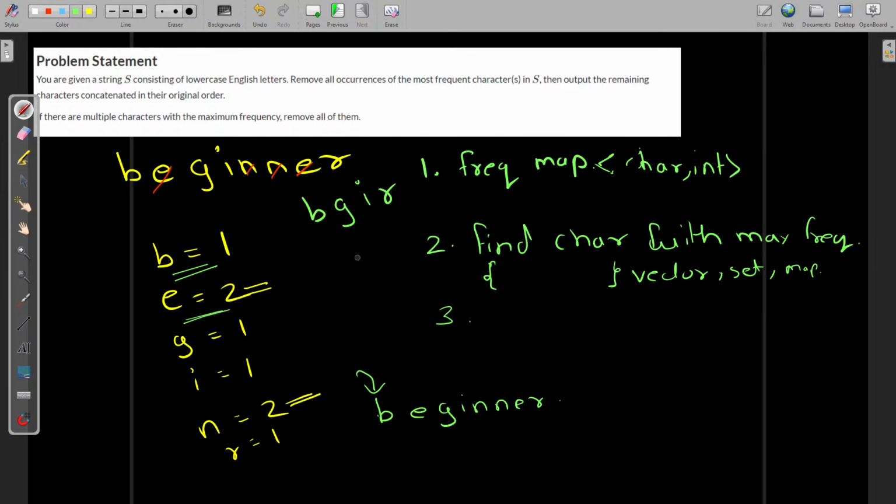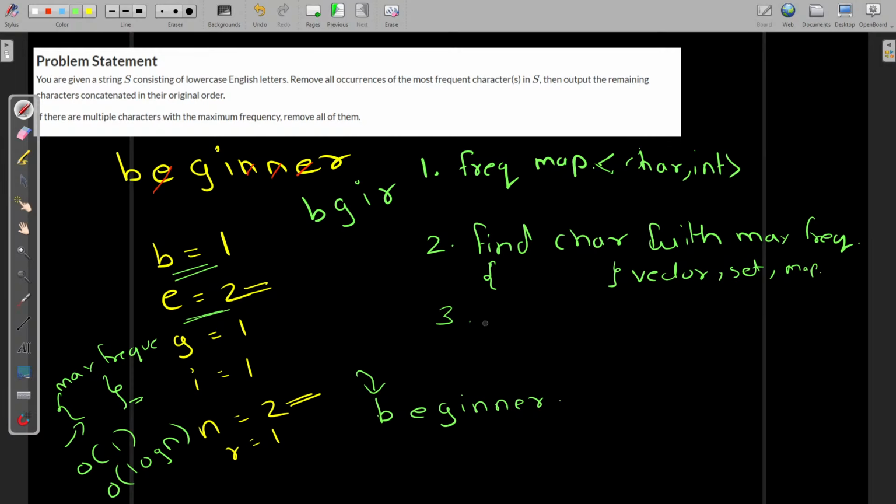For that, we need a data structure where we can store all the characters with maximum frequency inside it, and we can perform an O of 1 or O of log n check to find whether this character belongs in that set or not. If it belongs, then we will not print it. If it does not belong, then we will print it.